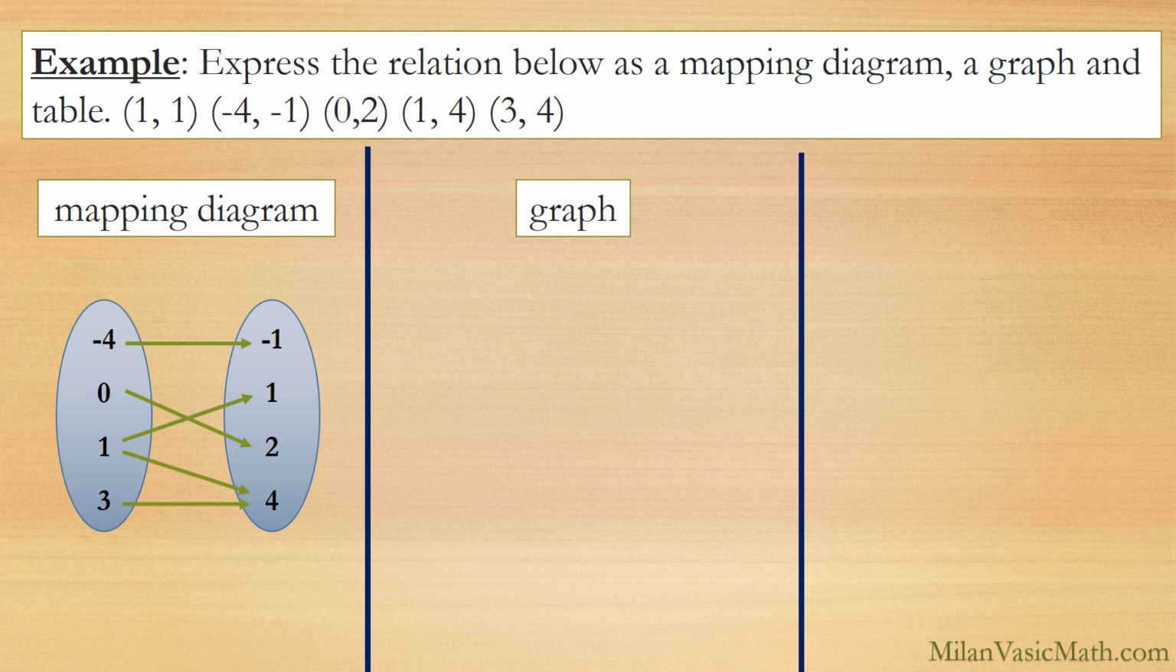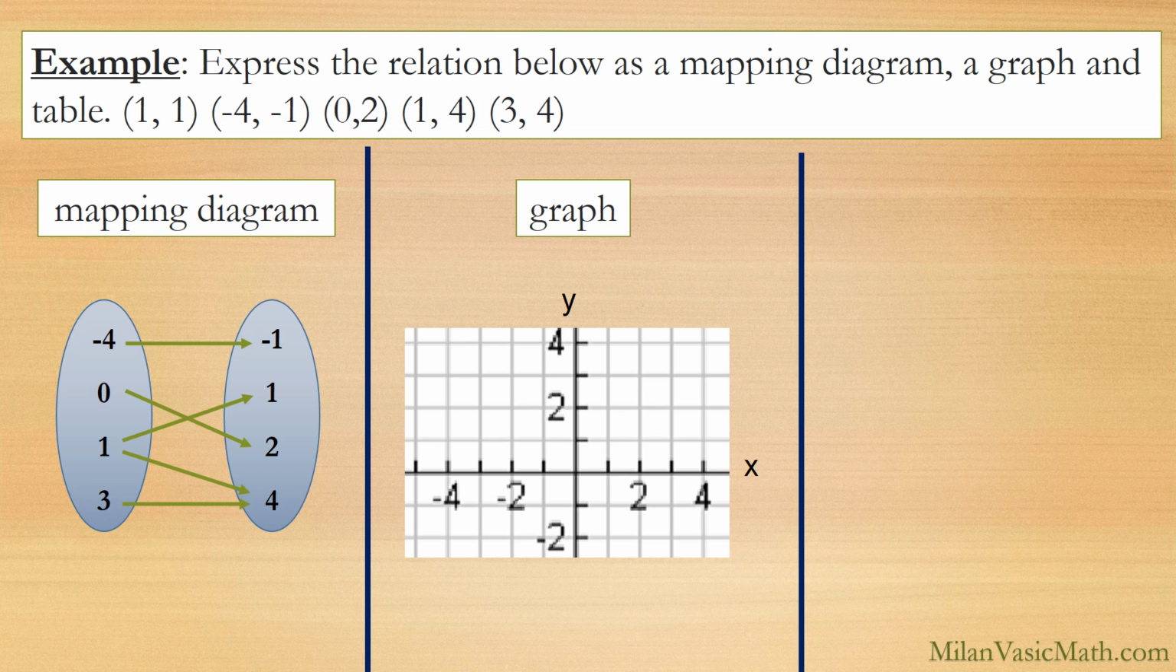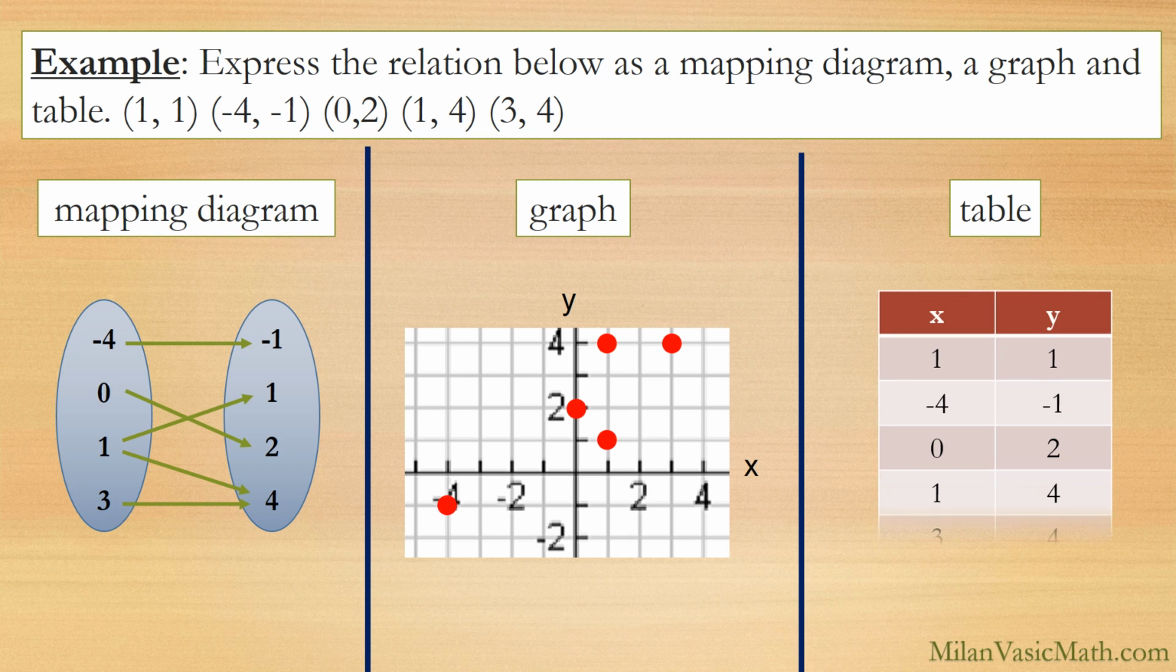To make a graph, we need to make a coordinate plane. Here it is, and we need to graph the point 1, 1. Always make sure you start at the origin at 0, 0, and 1, 1 means 1 to the right and 1 up. So we make a point there. -4, -1. Go to the origin, left 4, and then 1 down, and do the same for all the other ones. And finally, table is probably the easiest. Just make sure you label it and write each ordered pair next to each other. If we were asked, is this a function? What do you think?